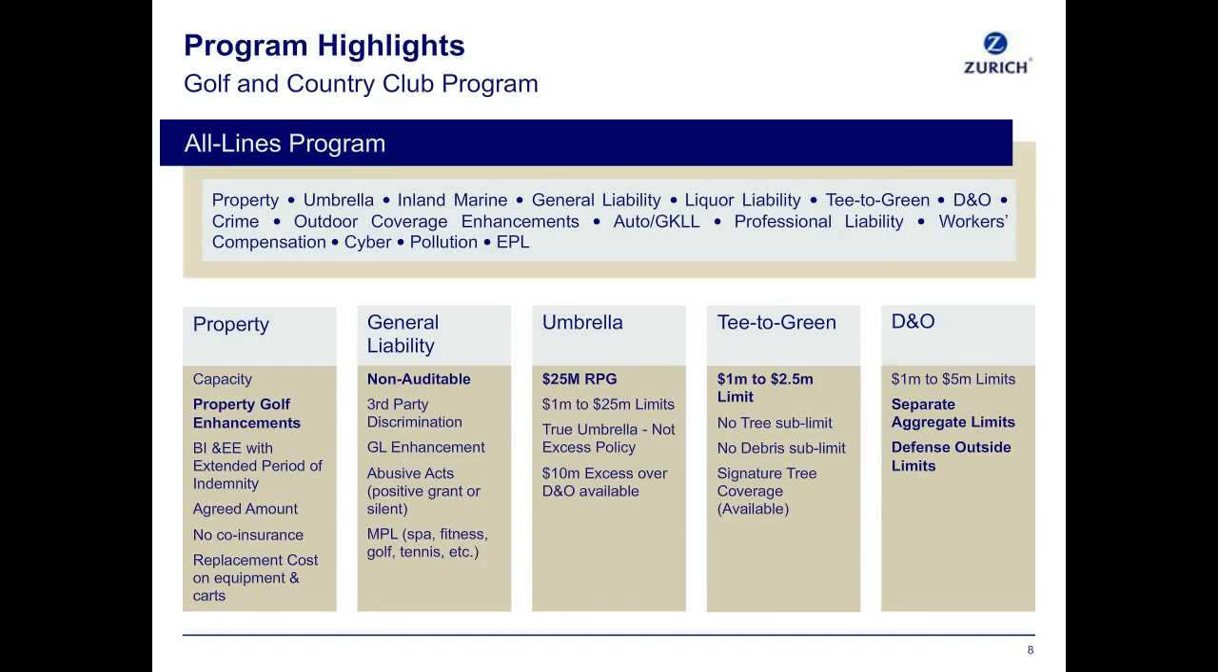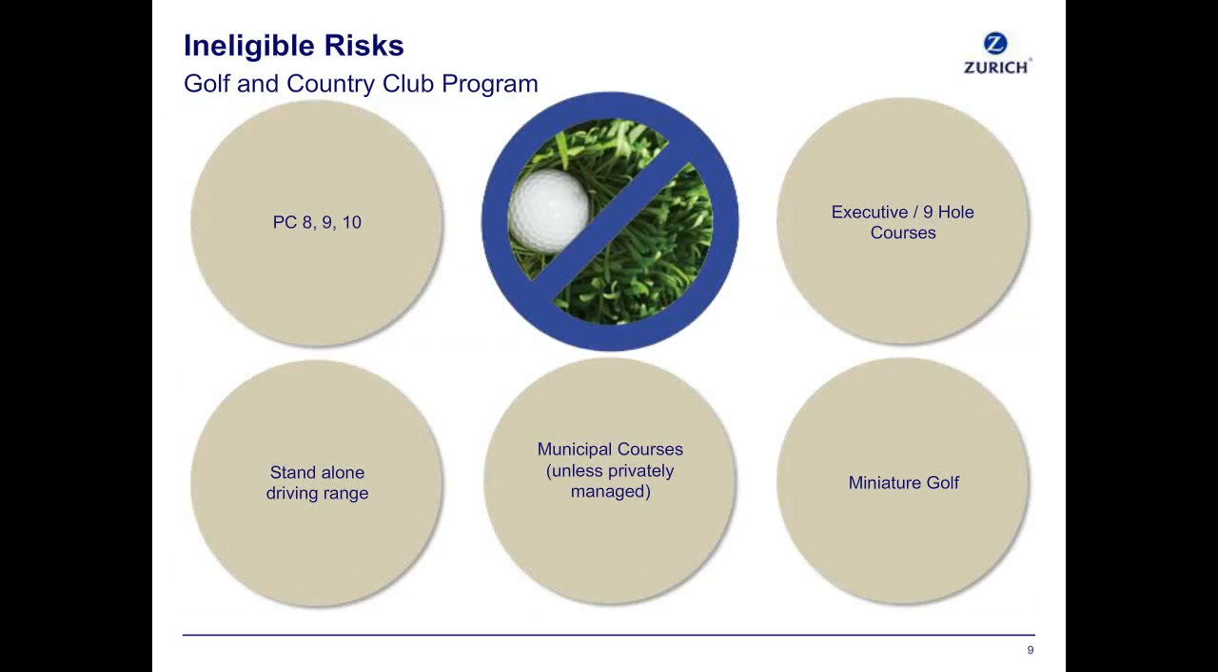Now we wanted to move on to ineligible risks. I know we don't like to talk about it very often, but our program can't be everything to everybody. But there are a few things that we can't write, and those are listed here. We don't include protection class 8, 9, and 10 in our guidelines. These are normally rural areas and lack the protection required by the program.